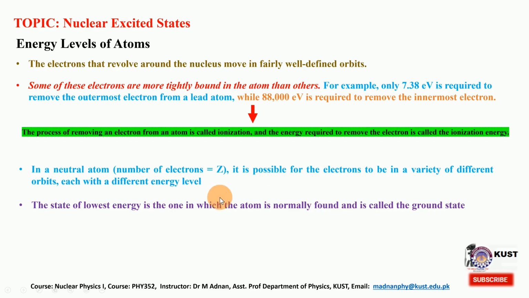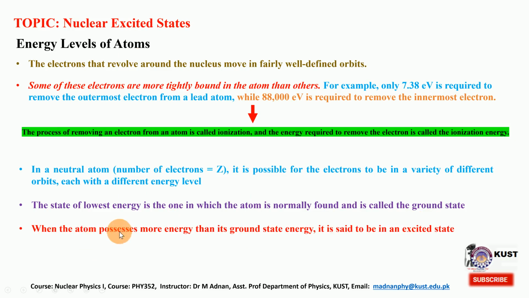As I told you before, moving into the nuclear energy level and excited state, we need to use the same concept from atomic physics. The lowest energy state of an atom is known as the ground state. When the atom possesses more energy than its ground state, it is said to be in an excited state. You know the concept of ground state and excited state from your atomic physics, so we'll be using the same things in nuclear physics while working with the topic of nuclear excited states.